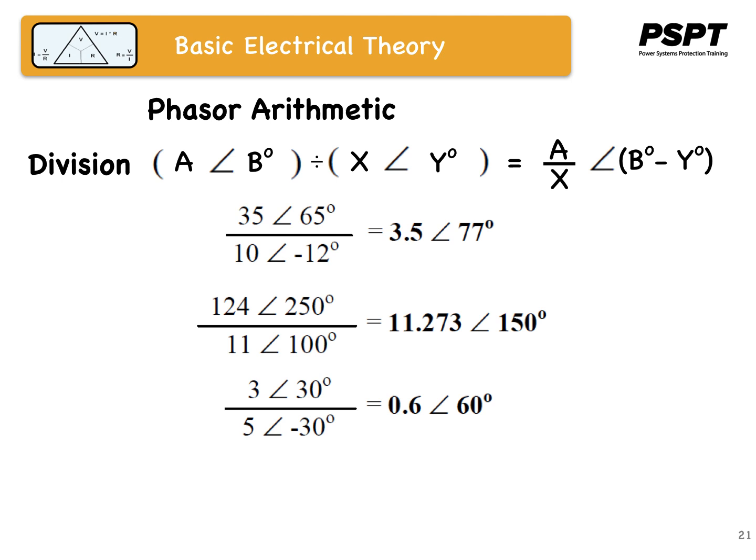As a final example, you've got 3 at 30 degrees divided by a phasor 5 at minus 30. So 3 divided by 5 is 0.6, and 30 minus minus 30 is actually 30 plus 30, which gives you 60 degrees.